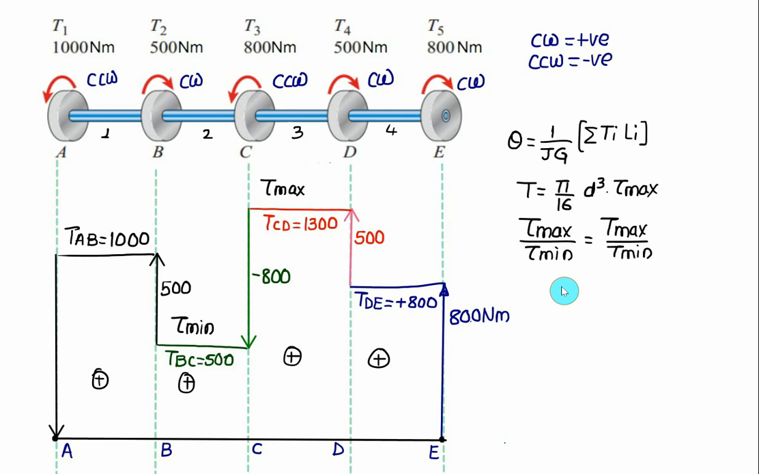In the next video we are going to check how to solve the problem in which both ends are fixed and the shaft is subjected to either a single concentrated or two concentrated torques in between the two fixed supports. That is called a statically indeterminate problem.